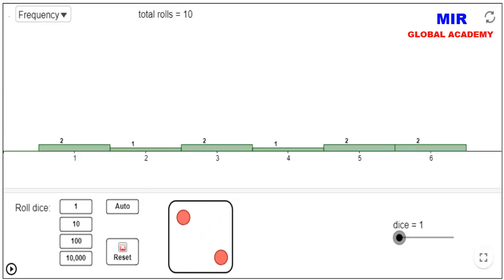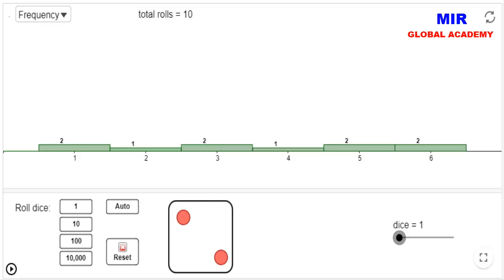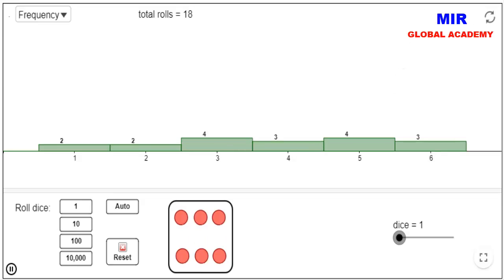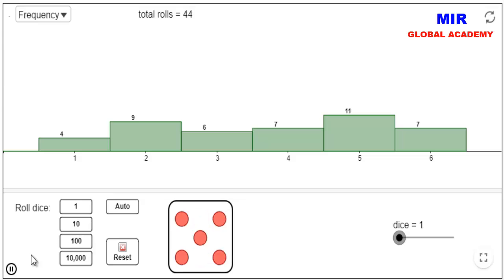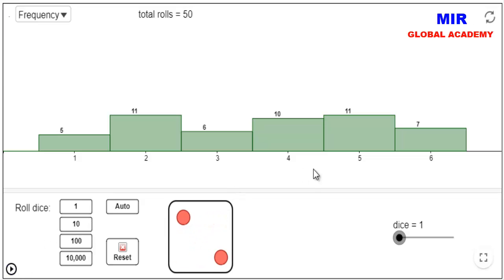So after 10 times, 1 appeared 2 times, 2 appeared 1 time, 3 appeared 2 times, and likewise. Let's roll it further 50 times. So after 50 times, you can see that 2 appeared 11 times, 4 appeared 10 times, 3 appeared 6 times. Let's find the probability now.